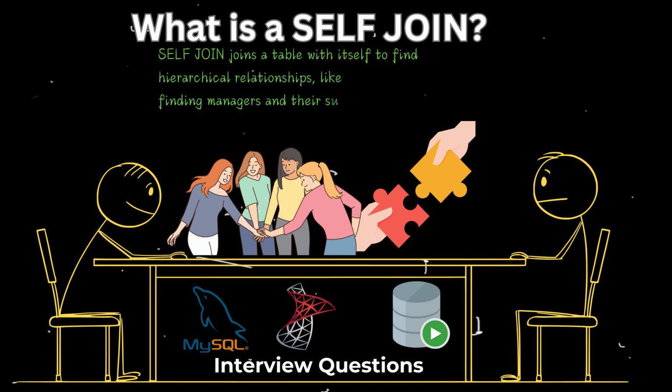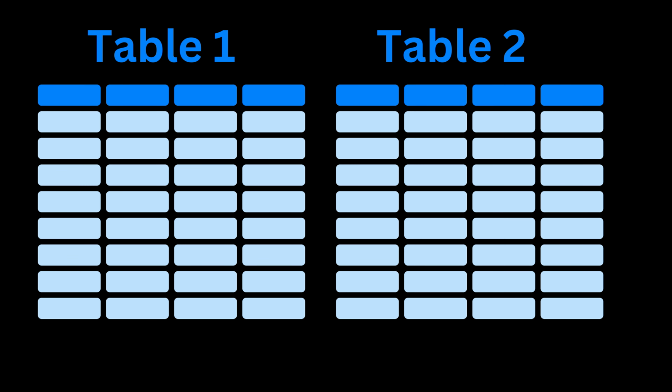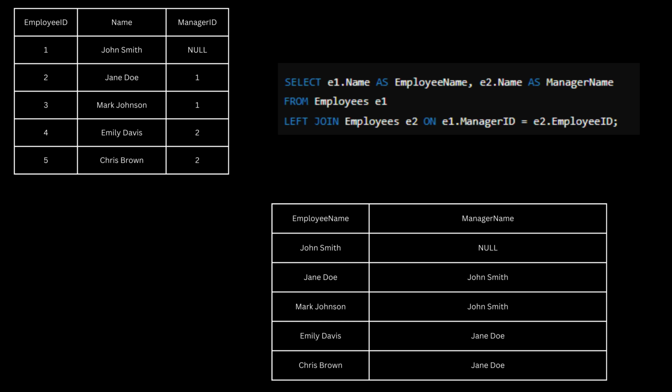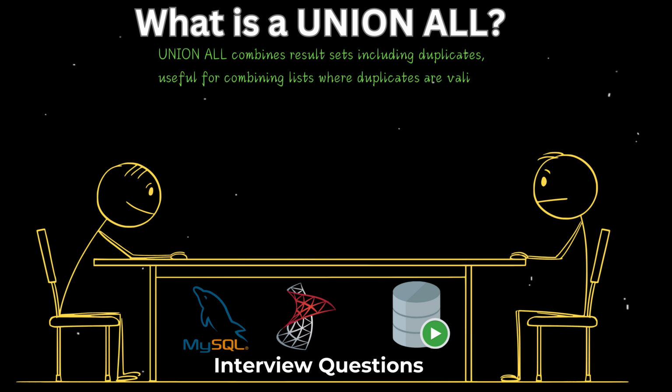What is a self-join? Self-join is a join where the table is joined with itself. Consider a company's employee hierarchy. To find a manager's subordinates, you can join the employee table with itself, matching employees to their managers within the same table.